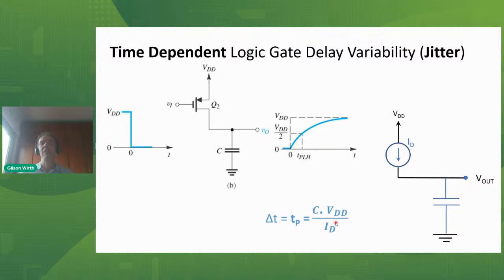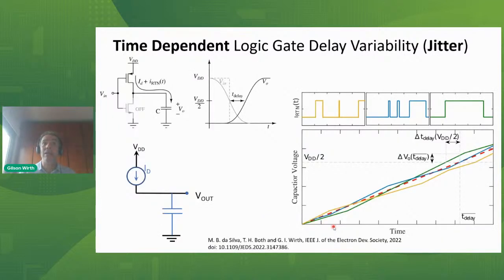And well, you always say, okay, I have a constant capacitance, constant voltage, and constant current. If everything is kept constant over all transitions of the device, whether I observe a transition of my inverter now or sometime later, I will always measure the same gate delay. Yeah, but you know that's not the case. Why? Because this current is not constant.